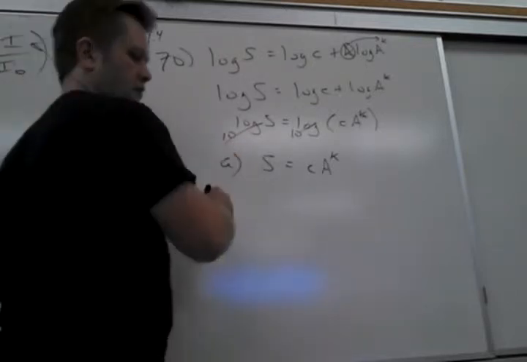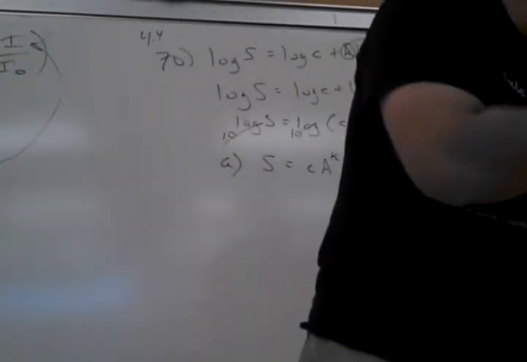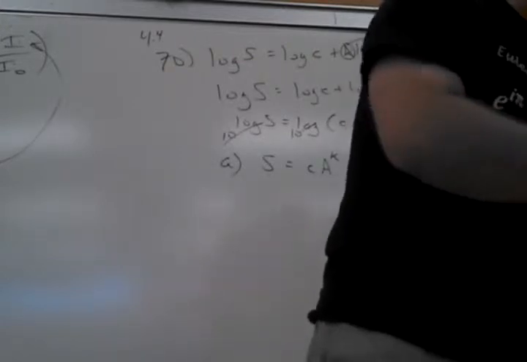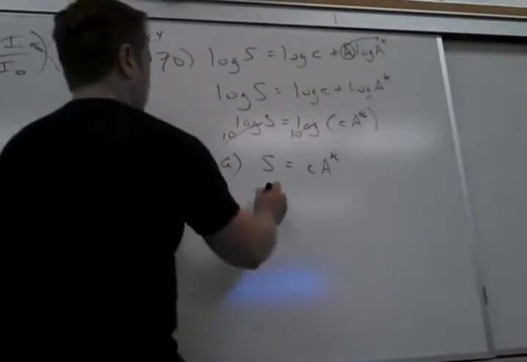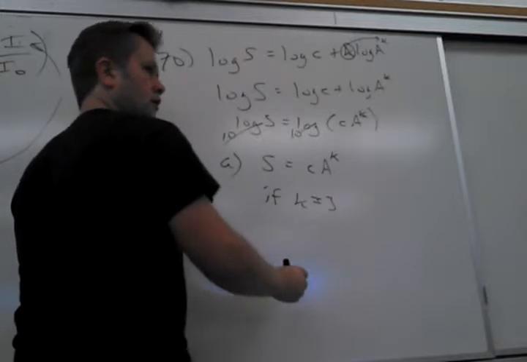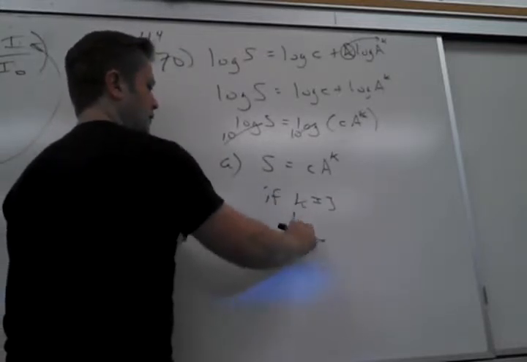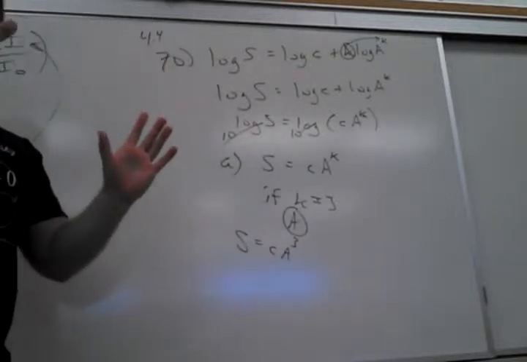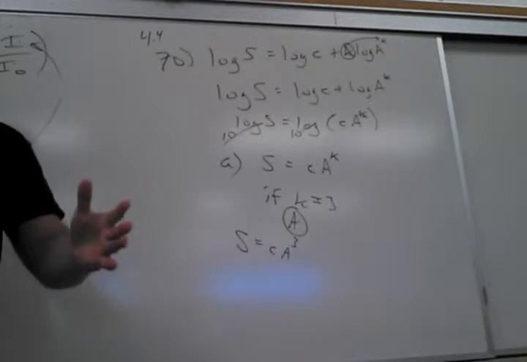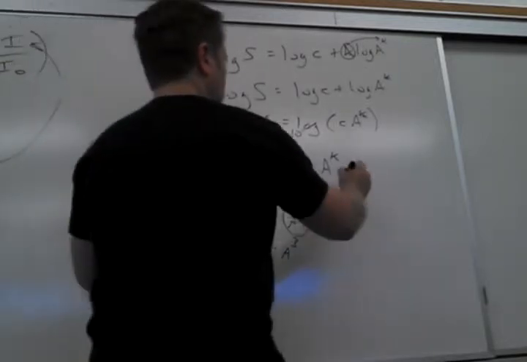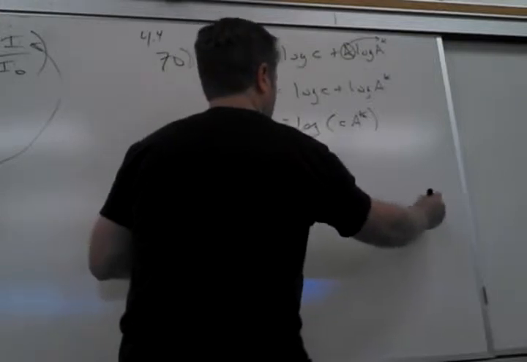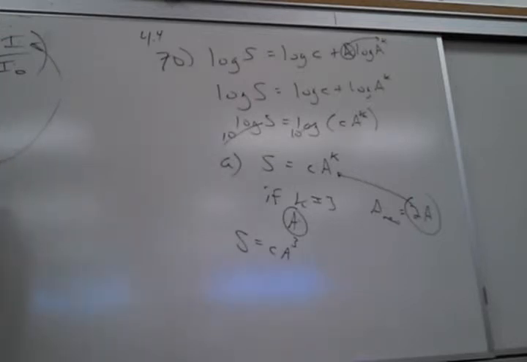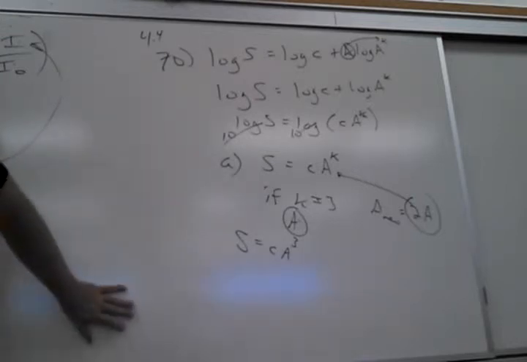Alright, that's part A. What does B say? B probably just says plug some stuff in. Yes. If K is 3, then doubling the area increases the number of species eightfold. I like that. If K is 3, and I have an area of A, my species would be CA to the third, right? Yeah. Now how do I demonstrate doubling the area? 2A. Yeah, so now I make my new A twice the old A and just plug that in and see what you get. You should get 8 times somehow, right? Of course, because 2 cubed is 8.